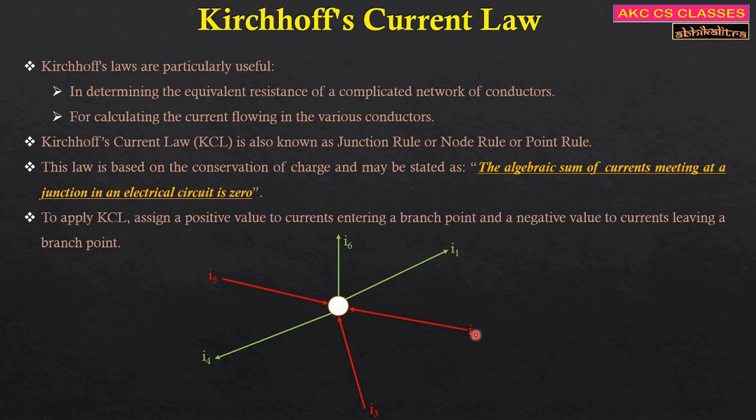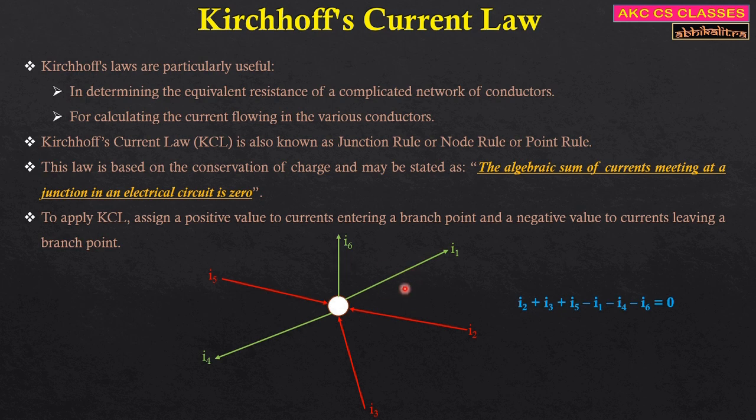For this we have to assign a rule. We assign a positive value to currents entering this branch point, node point or junction, and the currents which are leaving the junction will be taken as negative. To see this in a more elaborate way, we will consider an equation, right? If you observe closely, I2, I3 and I5 are the three currents entering the junction, so they are considered positive. I2 positive, I3 positive and I5 positive.